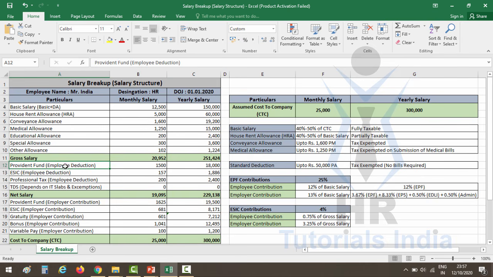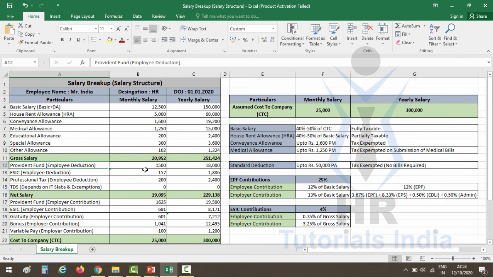In the previous slide, I explained that net salary is calculated from gross salary minus employee deductions. So this is the gross salary, which we have already calculated. Then come the employee deductions. So these are the employee deductions. When we remove these employee deductions from the gross salary, net salary arises. Let us now see how employee deductions are calculated.